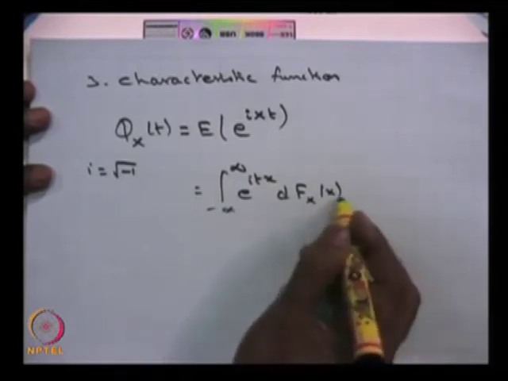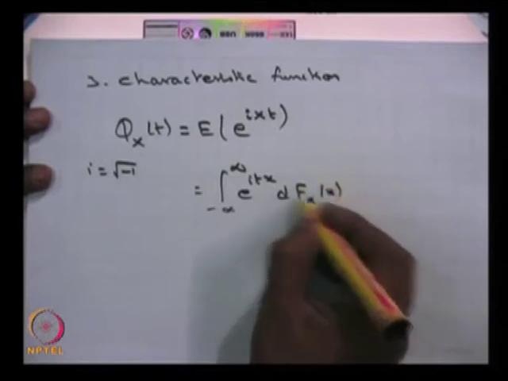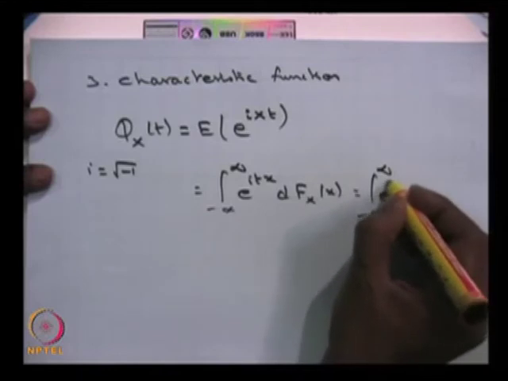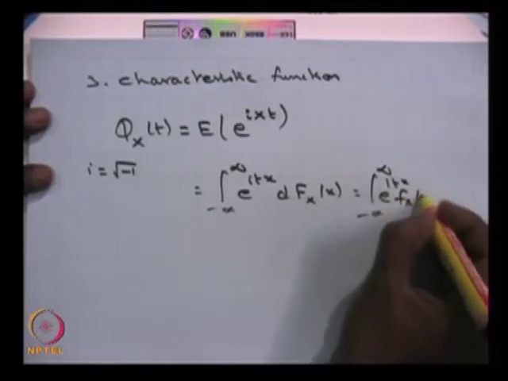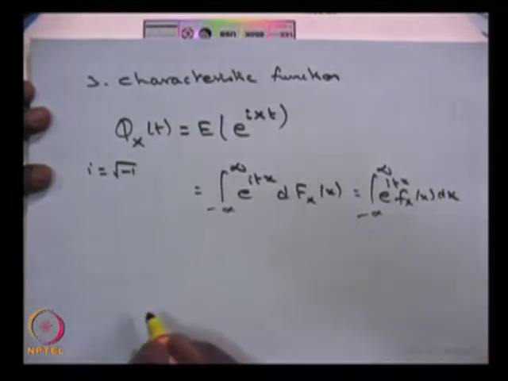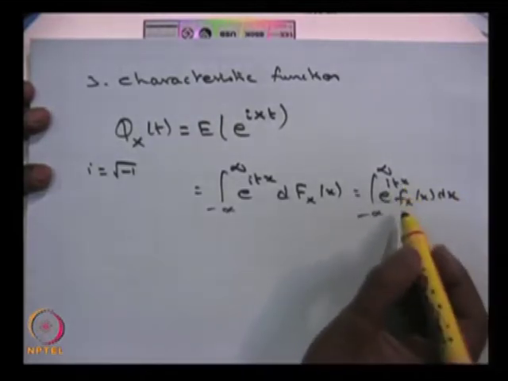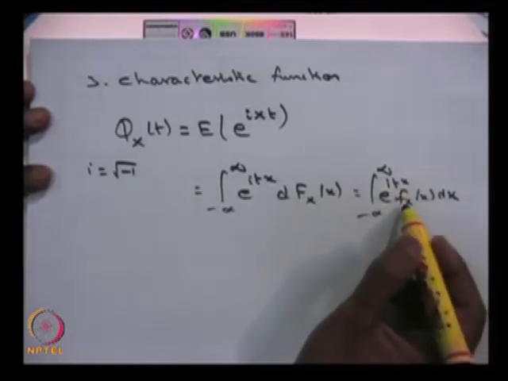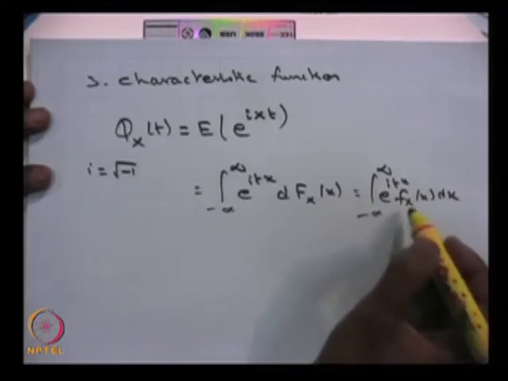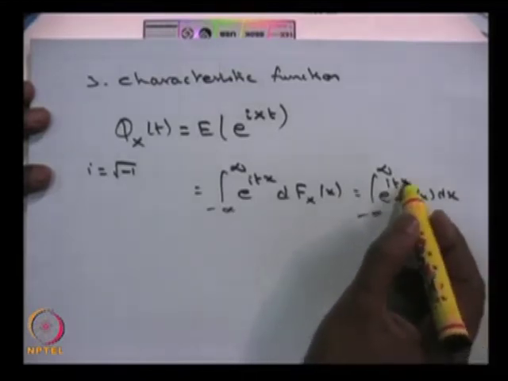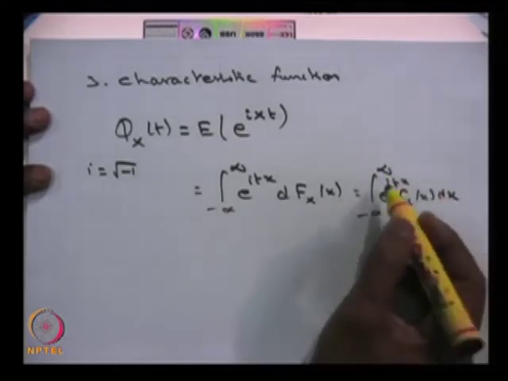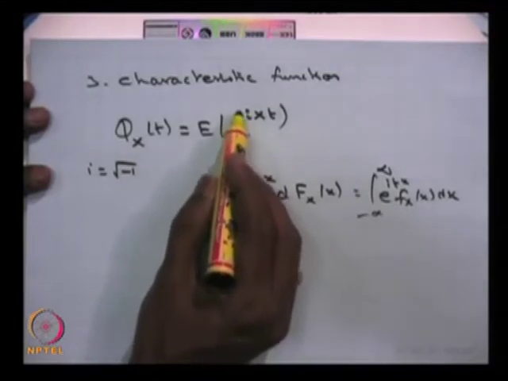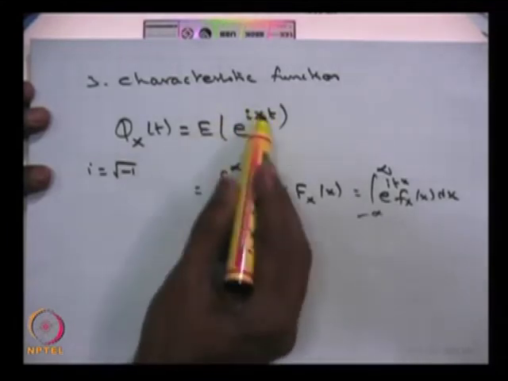If the random variable is continuous, you can write this as the integral from minus infinity to infinity of e power i times tx times the density function with respect to x. That means this is nothing but the Fourier transform of f, where f is the probability density function, and this quantity always converges, whereas for the moment generating function, without the term i, the expectation may exist or may not exist.